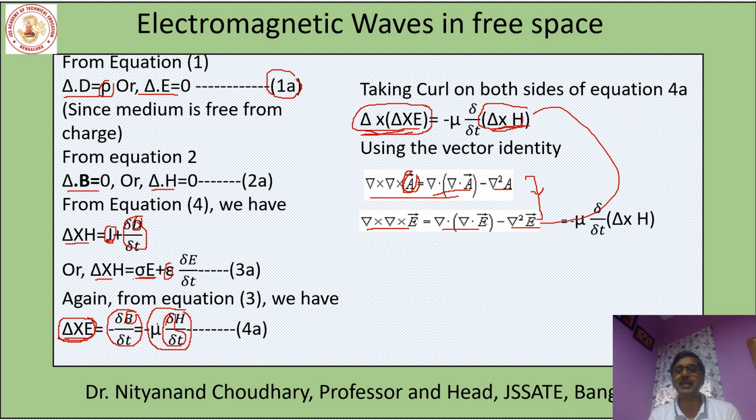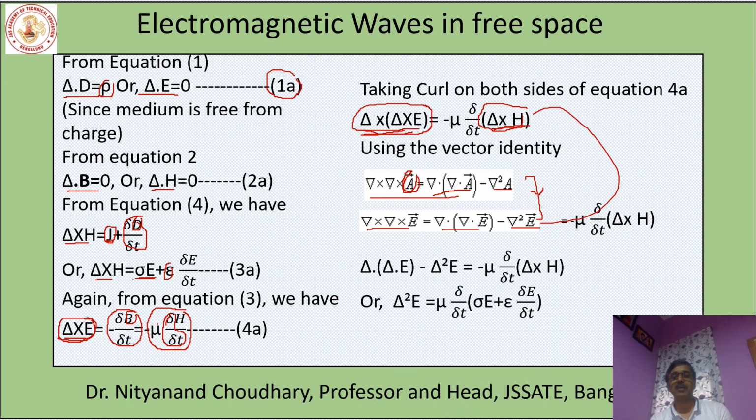So that value is coming. This value I have brought here. So what I am saying, minus mu del upon del T del cross H. Right? Okay. Now let's move further with the calculation. So del dot E is equal to, this is the value. I have not done anything, just written it again.